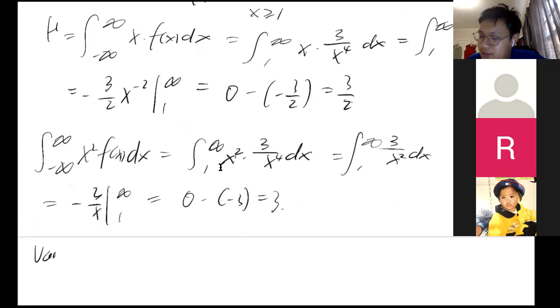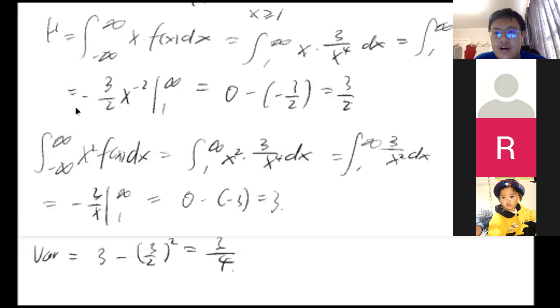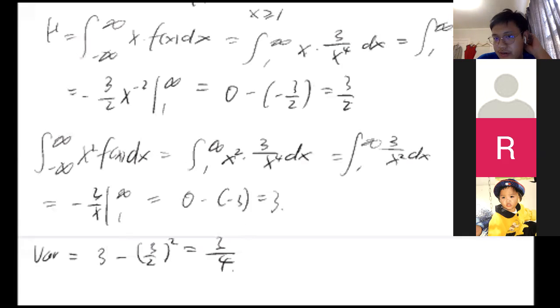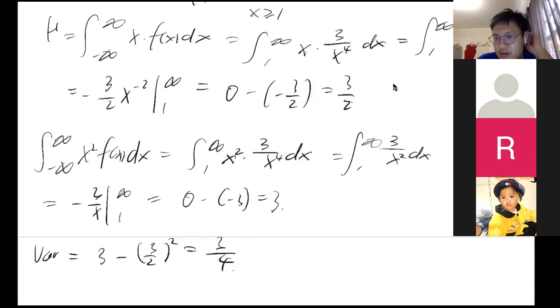So variance is just 3 minus (3 over 2) squared, which is 3 over 4. So that's the answer for variance. Any questions on problem one? Feel free to ask on the chat.